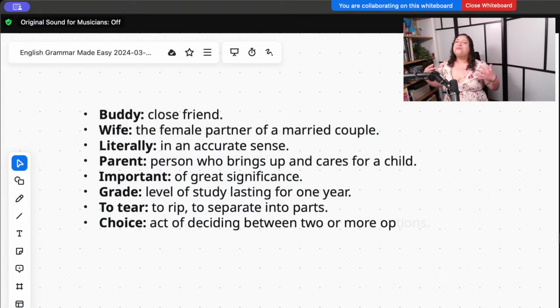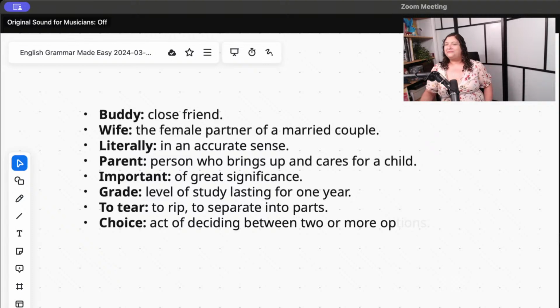So, please repeat after me. Buddy. Buddy. Let's try that again. Please repeat after me. Buddy. Now, buddy is a close friend. It's an informal expression that means a close friend. It could be like the English equivalent for Spanish, like amiguito, güey. There are others that I just can't think about right now.